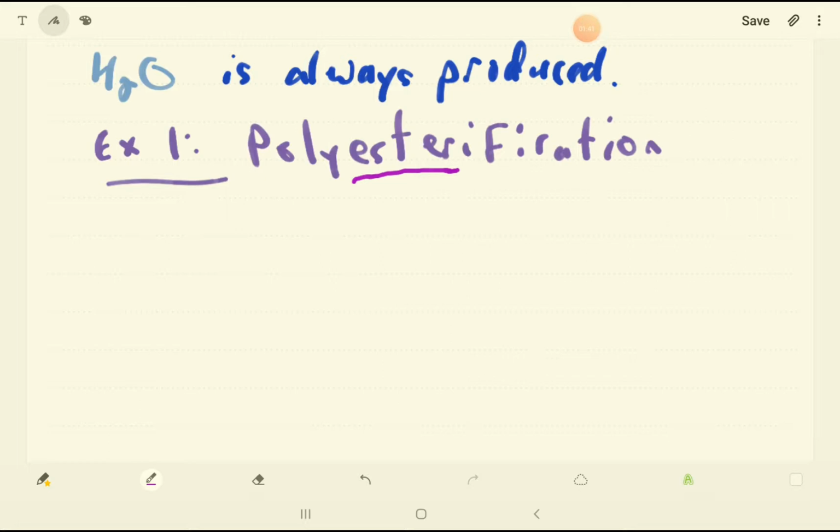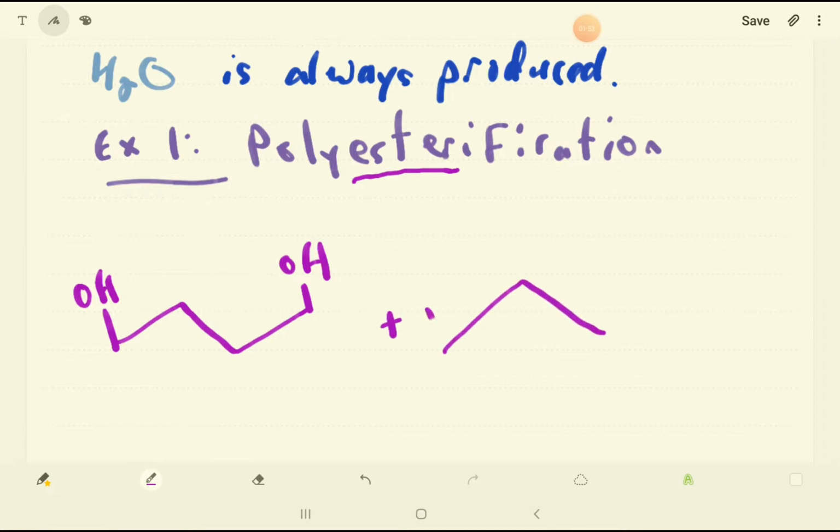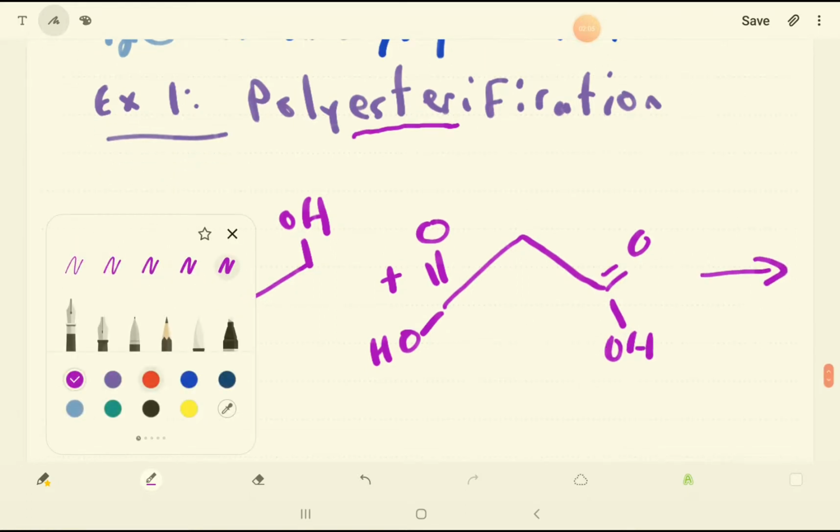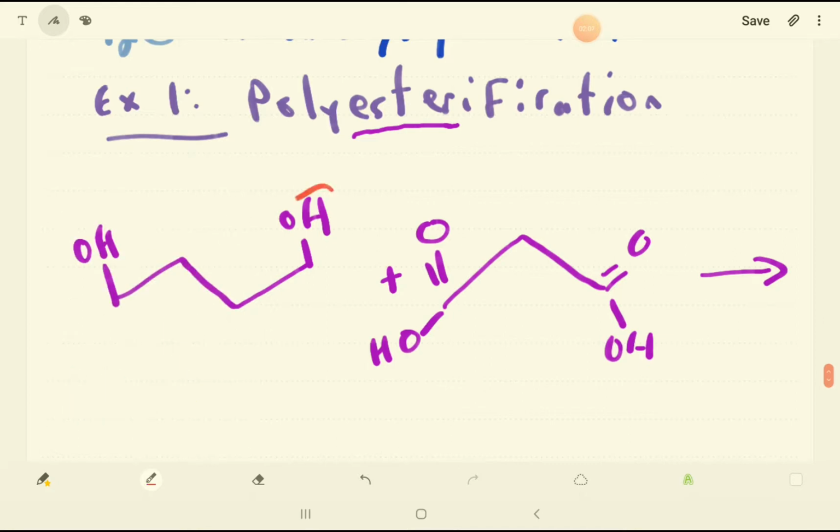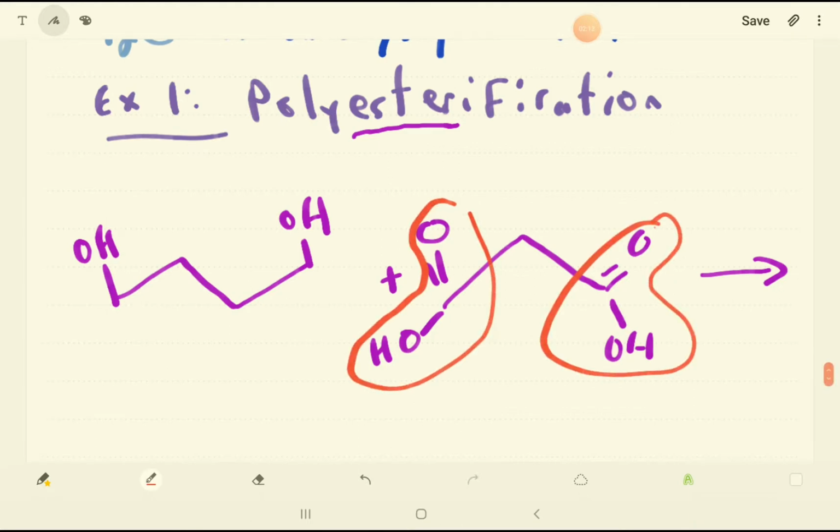So I'll do an example here. Let's say we have this compound, and we're going to react it with a carboxylic acid that is bifunctional. So when we look at each of these monomers, we can see that they're both bifunctional. There's two alcohol heads over here, and there's two carboxylic acid heads over here.